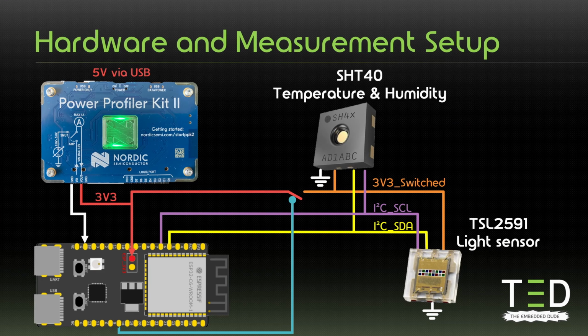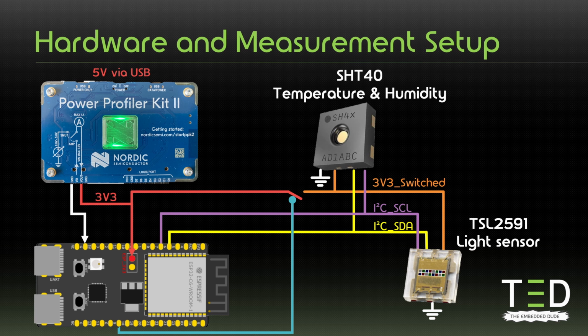I'm using the Power Profiler kit from Nordic to power the entire system. The Power Profiler kit outputs 3.3 volts and at the same time measures the current consumption of the system. I have connected the 3.3 volts to the red pin on the ESP32-C6 dev kit. By using that pin, we are only powering the room module. The rest of the board, like the LDO and the UART bridge, they are actually not powered through this 3.3 volt. So when measuring the current consumption, we are only measuring the current consumption of the C6 room module.